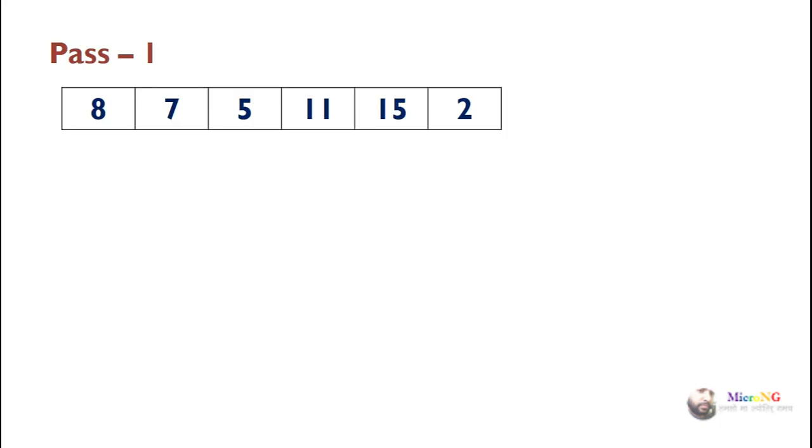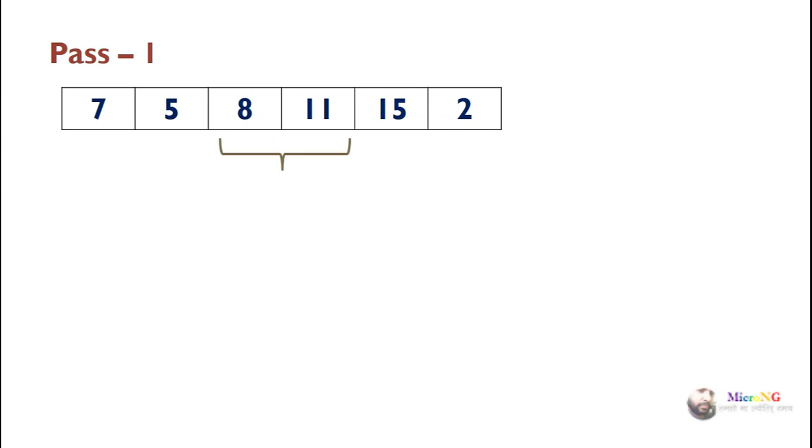In pass number 1, we have to compare adjacent values, and if the first place value is bigger than the next place value, they need to be swapped. First we compare 8 and 7. 8 is bigger when compared to 7, so they need to be swapped. Next we compare the second and third elements, which are 8 and 5. Here also 8 is bigger than 5, so we need to swap those elements.